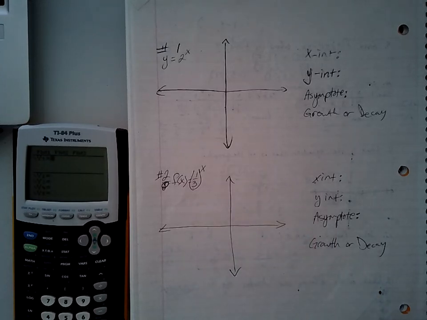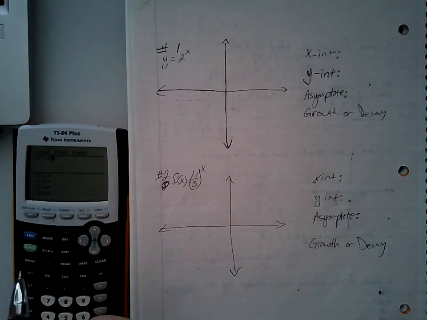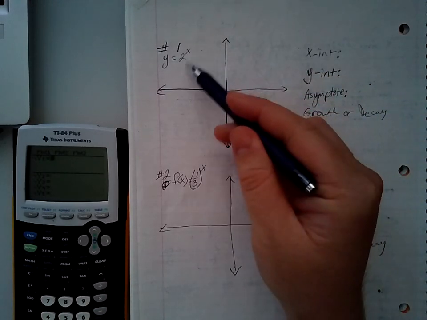But what you're going to need today is pencil, paper, and a calculator. We're going to be using our calculator pretty significantly today. So let's get started. Number one, it says 2 to the power of x.